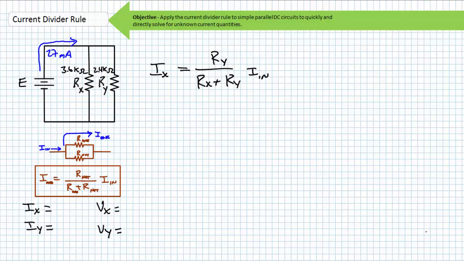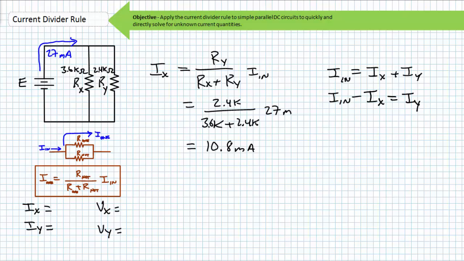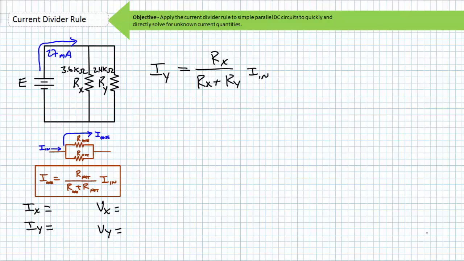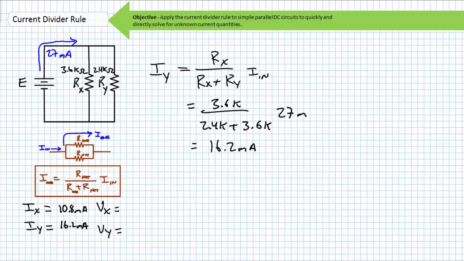The CDR set up to solve for Ix is as follows. Ix equals Ry divided by Rx plus Ry times In. Substituting in the necessary values, we find Ix to be 10.8 milliamperes. Again, we could easily solve for Iy using Kirchhoff's current law, where In minus Ix equals Iy, but since we want some practice using the CDR, let's apply the CDR, where Iy equals Rx divided by Rx plus Ry times In. Substituting in the necessary values, we find Iy to be 16.2 milliamperes.